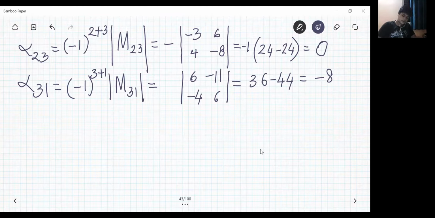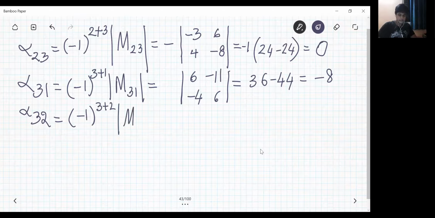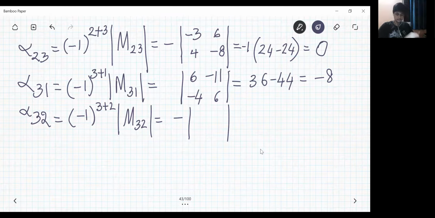So how much will you get? Alpha 32. Then alpha 32 is minus 1 to the power of 3 plus 2, multiplied by M32. So the minus sign comes with M32, because of the odd sign. So leave the third row, second column.